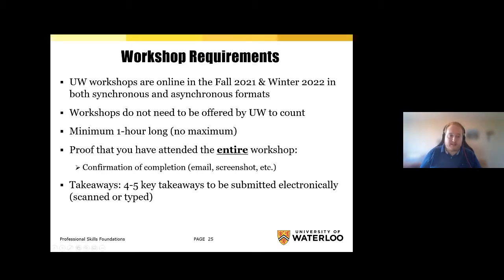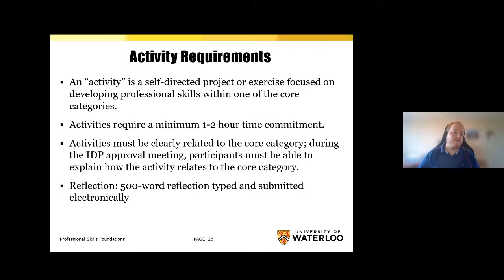The other main type of item is activities. Activities are a bit more nebulous. Workshops are pretty easy because they're clearly defined. You find them, you register for them, you attend them, done. Activities can be pretty much anything. An activity is a self-directed project or exercise focused on developing professional skills within one of those four core categories, right? And this really highlights how the Professional Skills Foundation is a very self-directed program. We're trying to provide you with a framework for developing your skills, but it is really up to you to push forward through this and decide how you're going to make the most out of it.